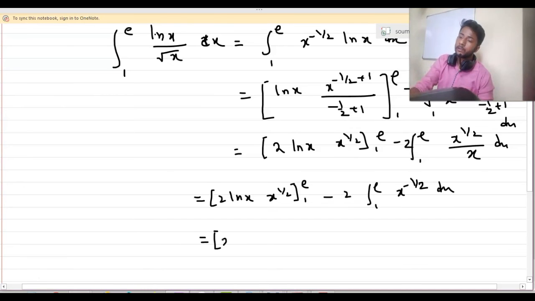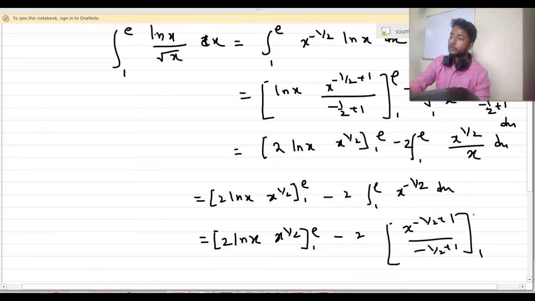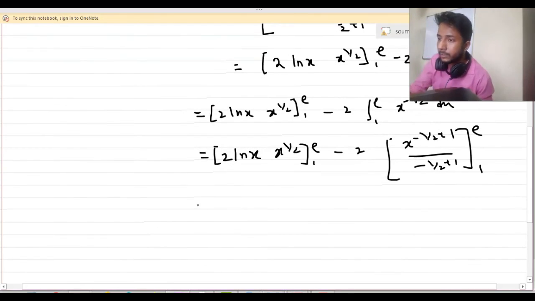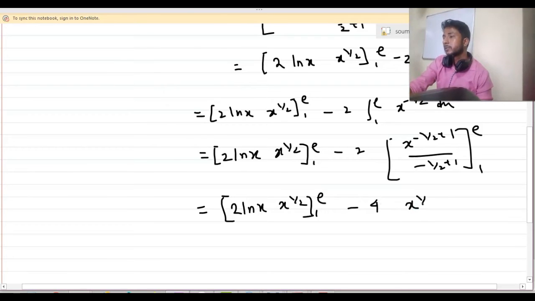So I can write it as 2 ln x x to the power half from 1 to e minus 2 into x to the power minus half plus 1 by minus half plus 1 from 1 to e. So this is nothing but 2 ln x x to the power half from 1 to e minus 4 x to the power half from 1 to e.